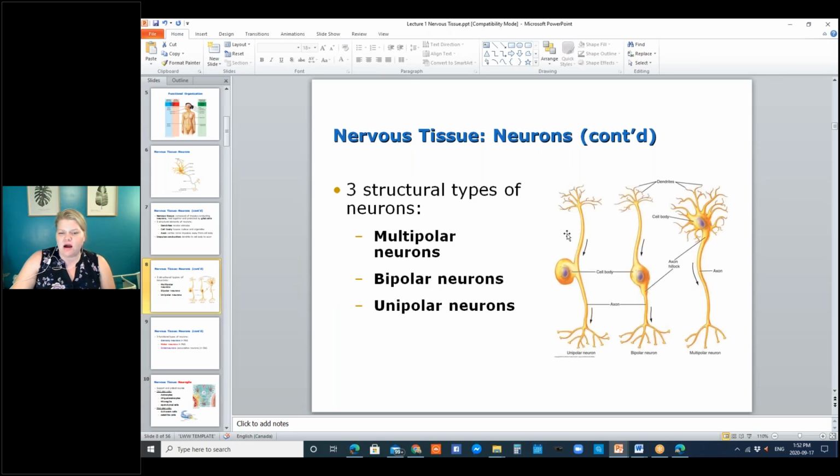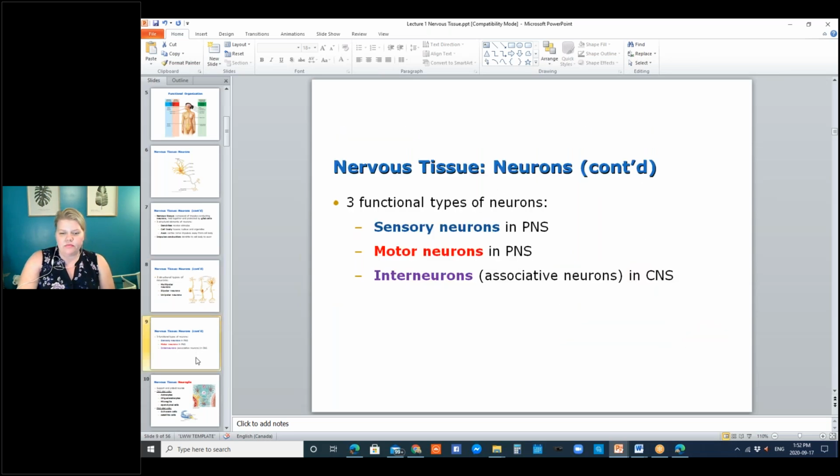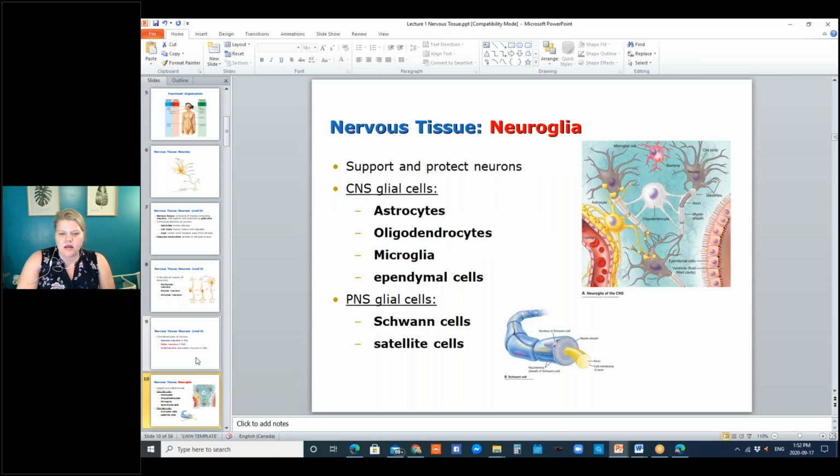We talked about different kinds of neurons. And there are those 3 different functional types: the sensory neurons, motor neurons, and interneurons. We'll talk more about this today. I introduced you to neuroglial cells, which are not electrical conducting cells. They are supportive cells of the nervous system.